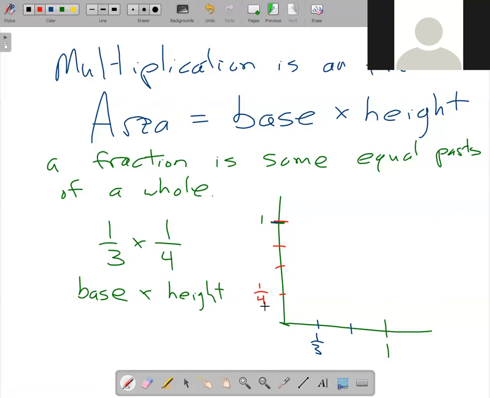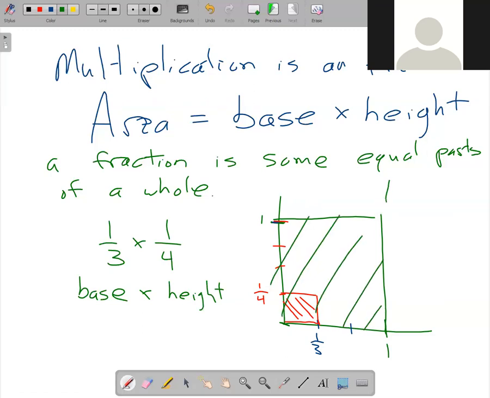So my answer should then be 1/3 over 1/4 up. That should be my answer right there. Okay, so that's a picture of the answer, but I need a number for that answer. And the question here is, well, what is a whole area? Well, wouldn't a whole area be 1 by 1? So this whole thing in green is 1 whole area.